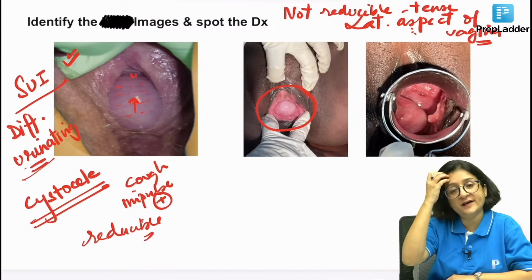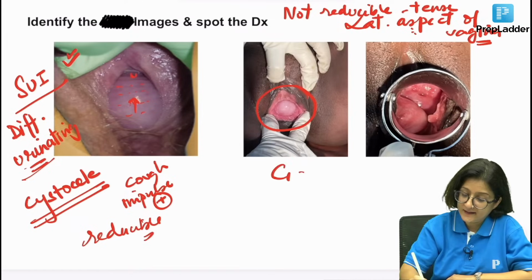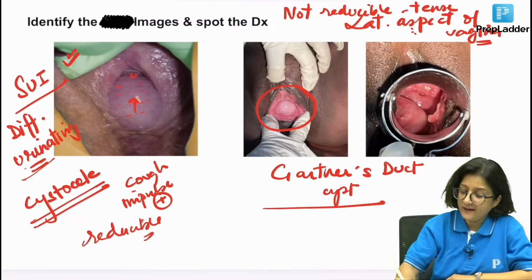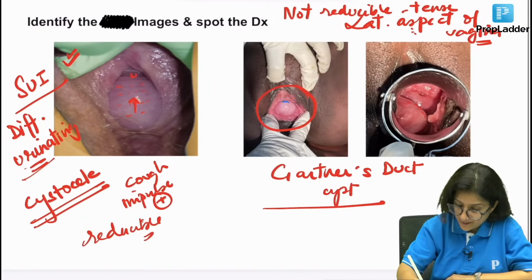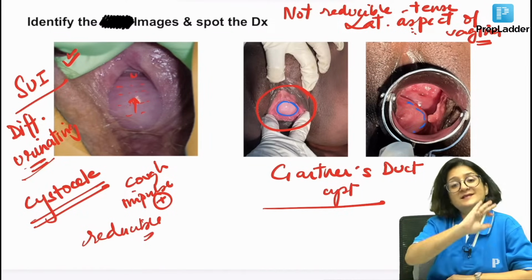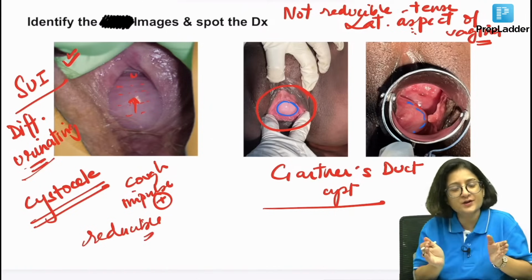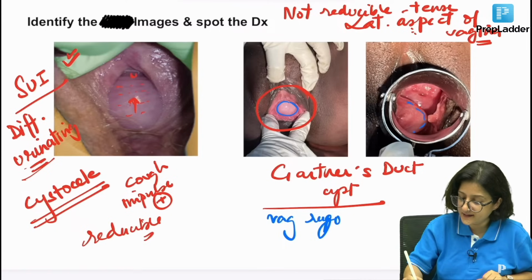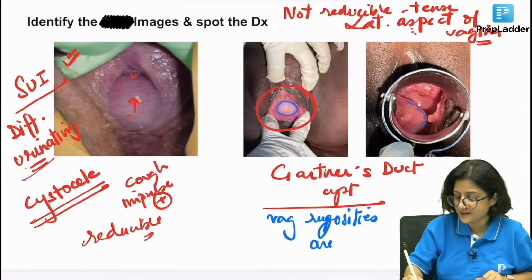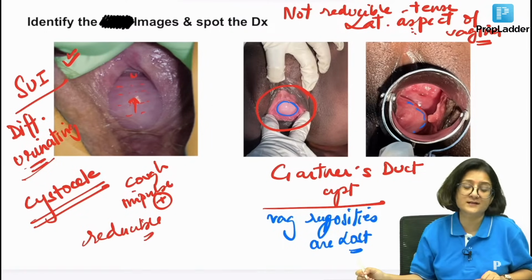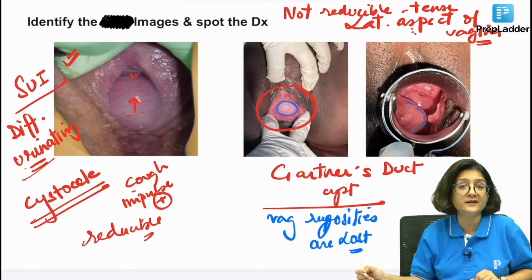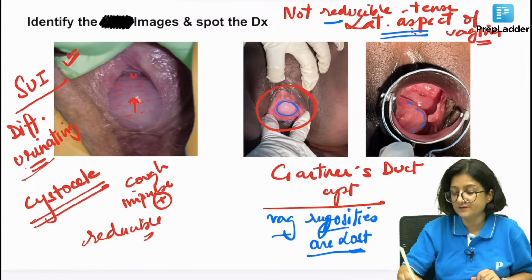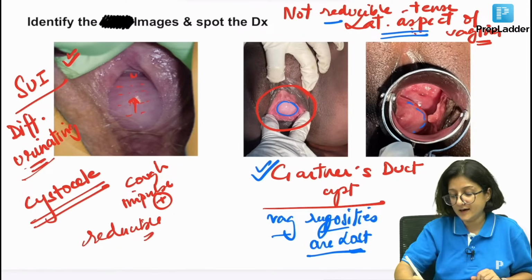Lateral aspect of vagina. What is this? Very good. This one here is a Gartner's duct cyst, right? Look at the surface of the swelling. It is stretched. The vaginal epithelium is stretched. So the vaginal rugosities are lost in a Gartner's duct cyst. So many clues I have given to you that they may mention in the question. Not reducible, arising from lateral aspect of vagina, vaginal rugosities are lost. It's a Gartner's duct cyst.